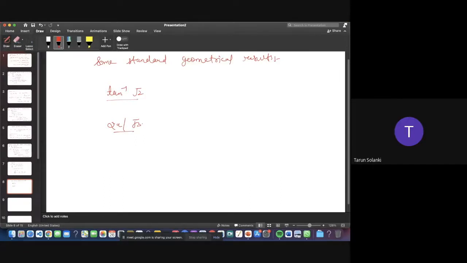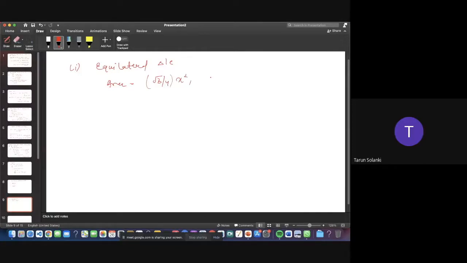Now we will write a few of these. So first is the equilateral triangle. The area is equal to root 3 by 4 x square, where x is the side. Second, square.